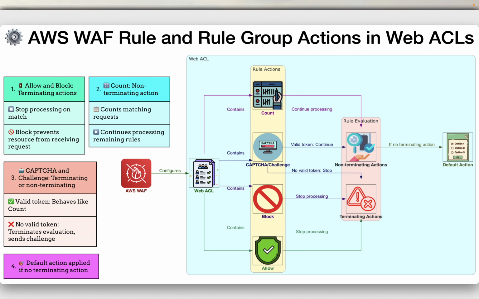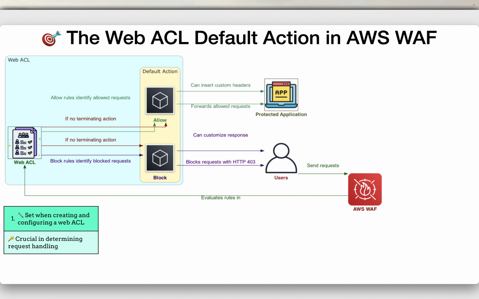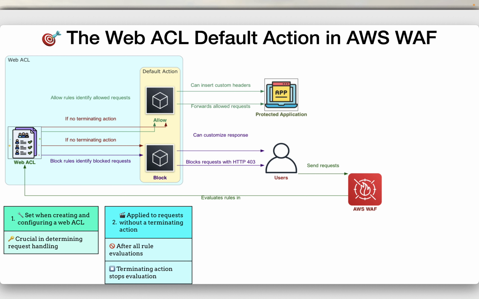The default action is the action that AWS WAF takes on requests that do not match any of the rules in the web ACL. So let's see what the web ACL default action in WAF is. When you create and configure a web ACL in WAF, you must set the web ACL default action. This action is crucial in determining how WAF handles web requests that pass through all the rule evaluation without triggering a terminating action. WAF applies the default action to any web request that makes it through all of the web ACL's rule evaluation without having a terminating action.